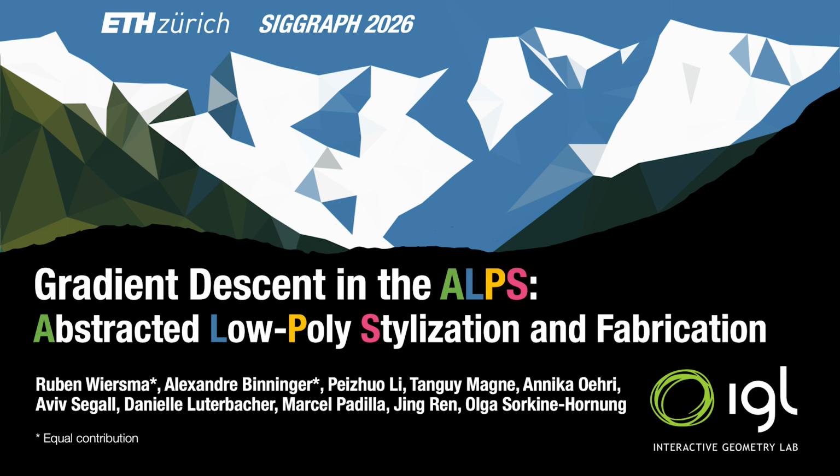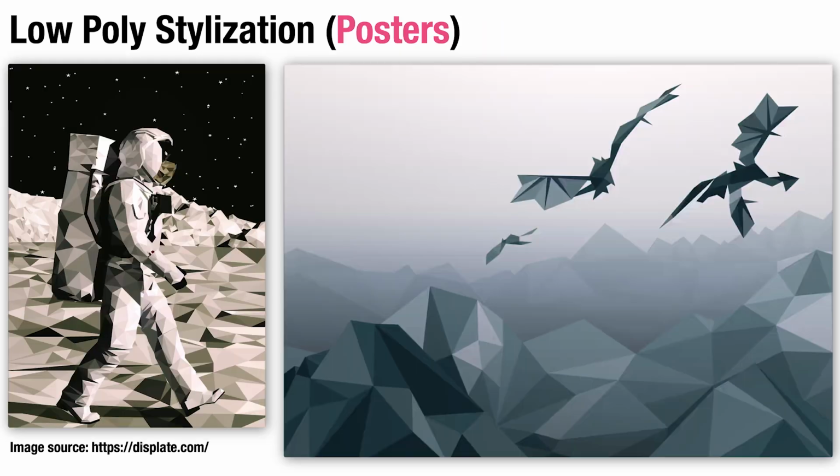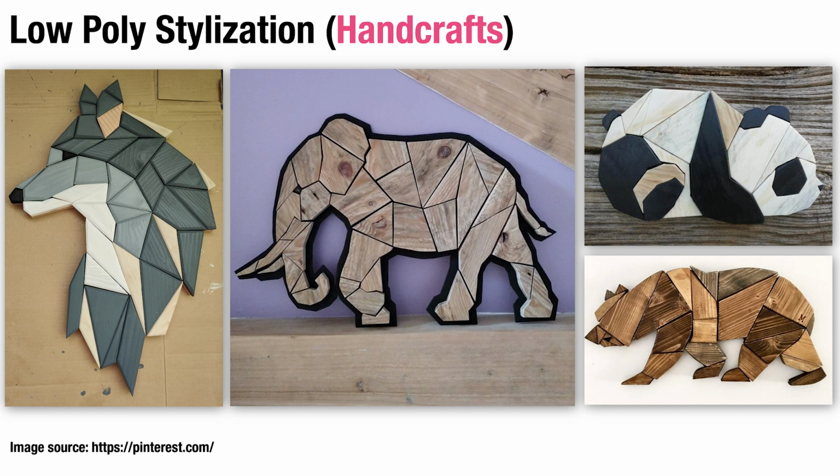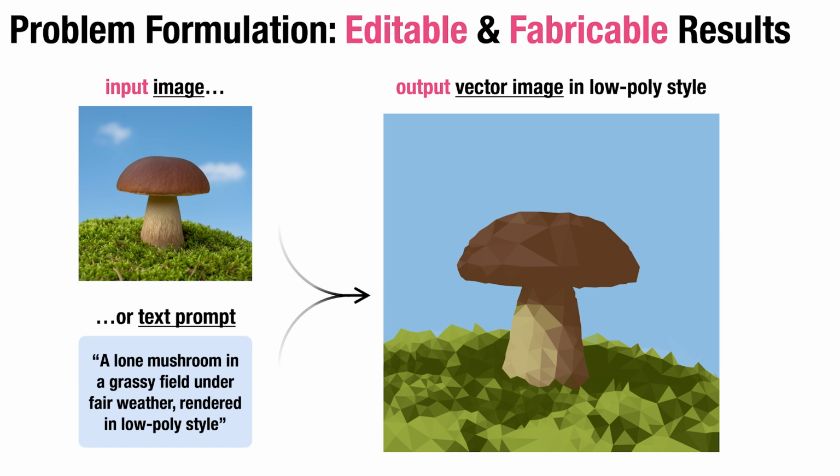We present Gradient Descent in the ALPS: abstracted low-poly stylization and fabrication. Low-poly stylization is the art of representing shapes and surfaces using a limited set of polygons and colors, and is widely used in many art forms or fabrications, including woodworking, stained glass, and embroidery. Our goal is to automatically generate low-poly styled vector images from either an input image or a text prompt.